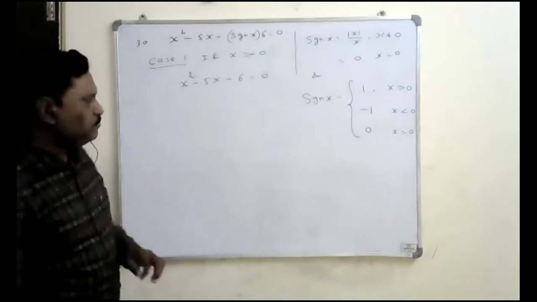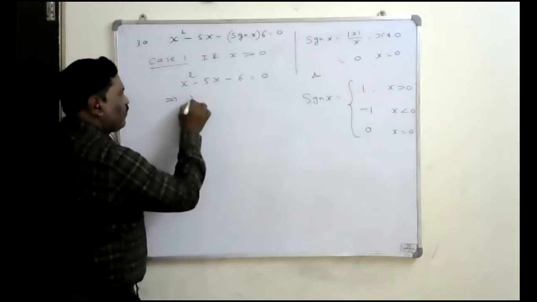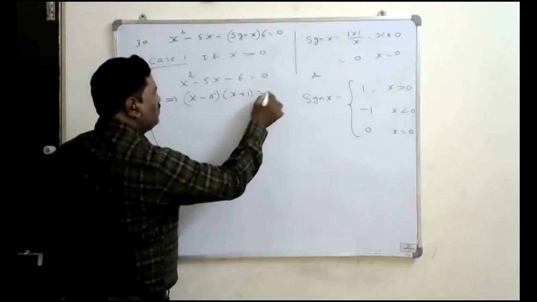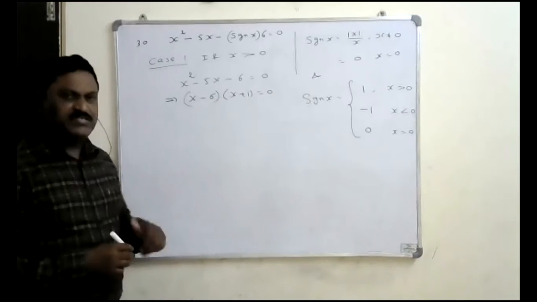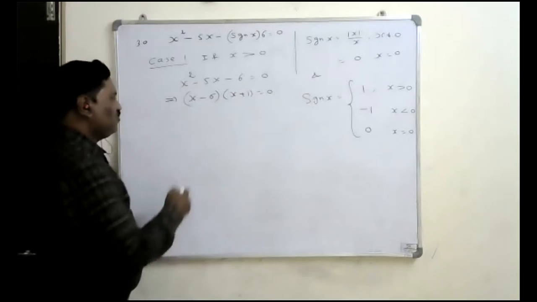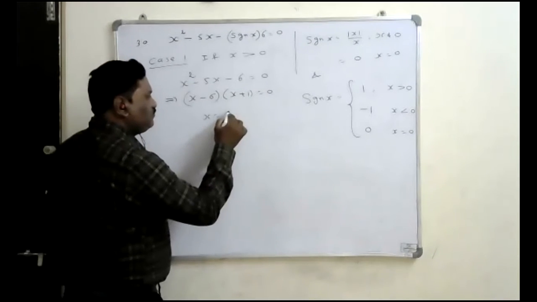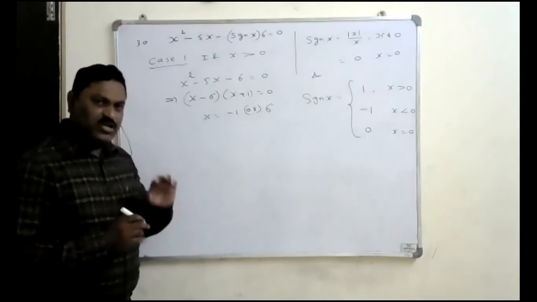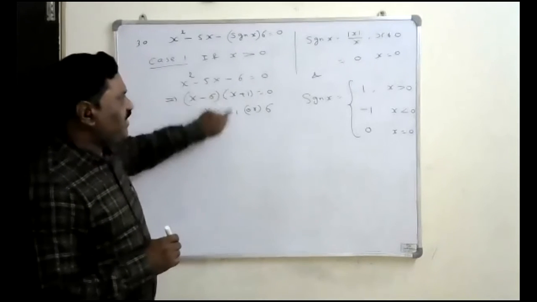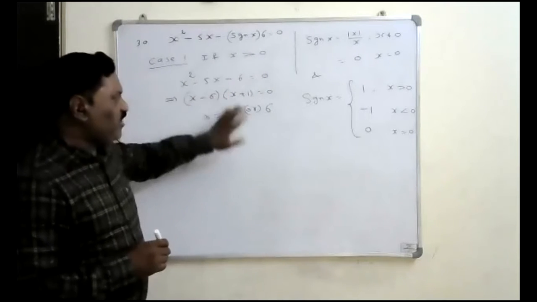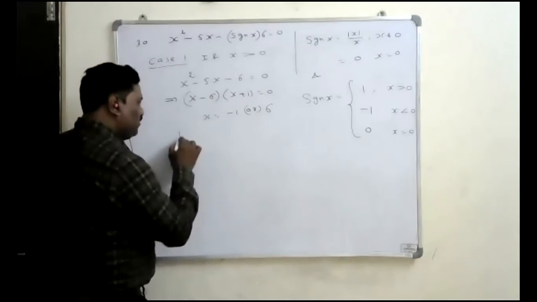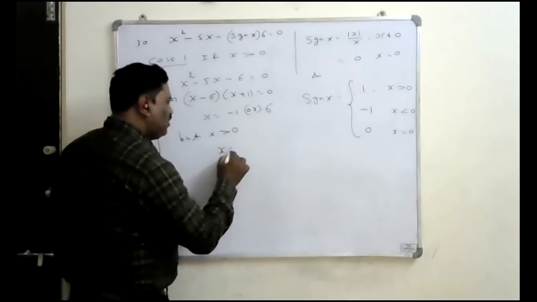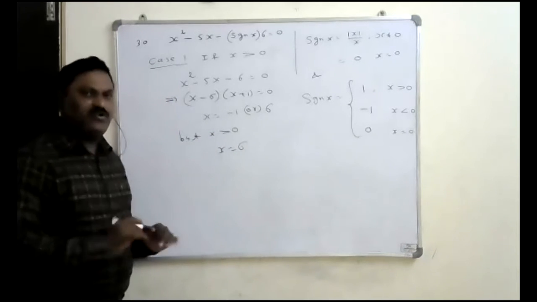What are the factors of it? Minus 6 and plus 1: x minus 6 into x plus 1. Therefore, what are the roots of this? 6 and minus 1. These are the roots of this equation, right? But this is the case when x is positive. That's why we have to take only the positive root, that is x is equal to 6 only.